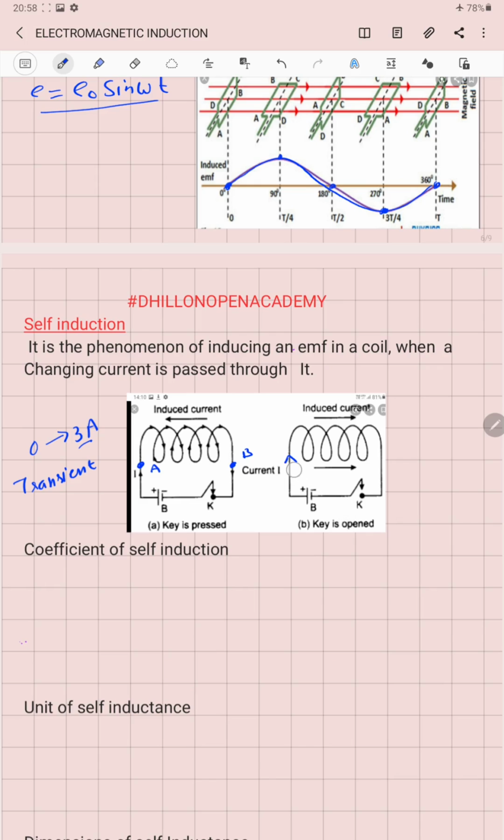So in both the cases, when the circuit is suddenly switched on or when it is suddenly switched off, a current is induced in the coil due to an induced EMF. This phenomenon in which current or EMF is induced in the same coil in which a changing current, due to a battery or some other source, is flowing, we call self-induction.